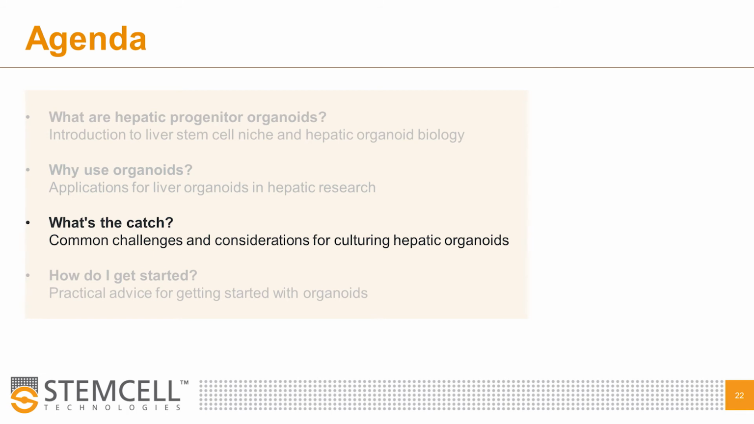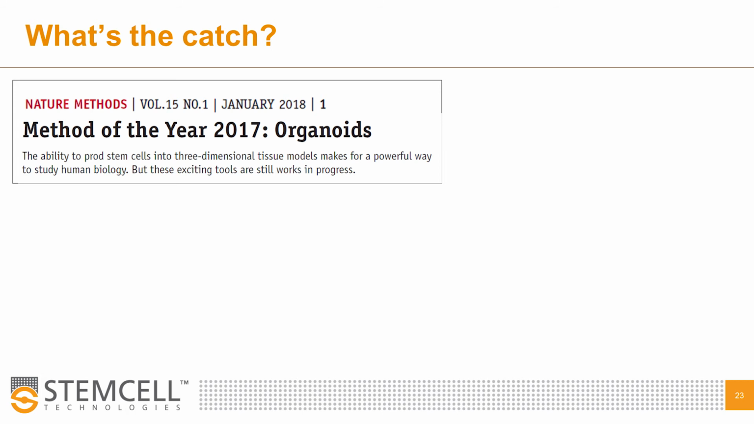In this section, I would like to talk to you about some of the common challenges that researchers may face when using the organoid technology in their labs. It is a very recent technology, and while it holds enormous research potential, it will also take some time for widespread adoption. But I would like to draw attention back to the Nature Methods editorial, which pointed out that the ability to prod stem cells into three-dimensional tissue models makes for a powerful way to study human biology. But these exciting tools are still works in progress. As with any new technology, currently there are temporary challenges to incorporating organoids into the liver research field at large.